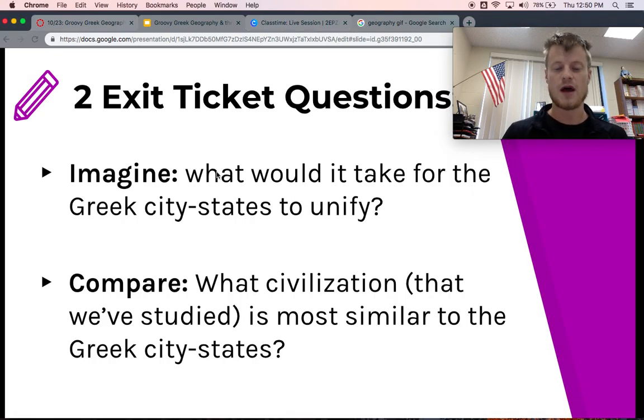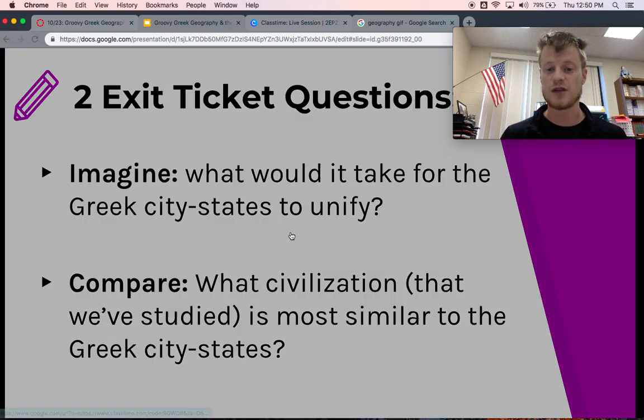As you're finishing here, I'd like you to think about two higher order thinking questions. First of all, what do you think it might take for all of these independent Greek city-states to unify? And second, what civilization that we've studied so far, and there are a couple you could pick, is most similar to how the Greek city-states are organized? So I will leave you there.